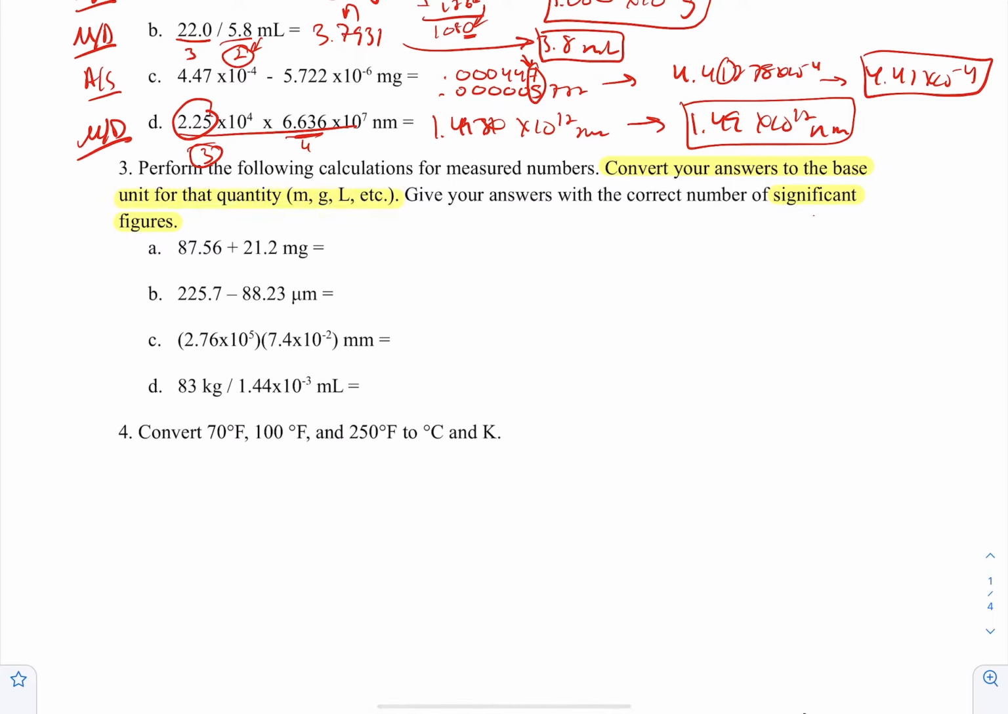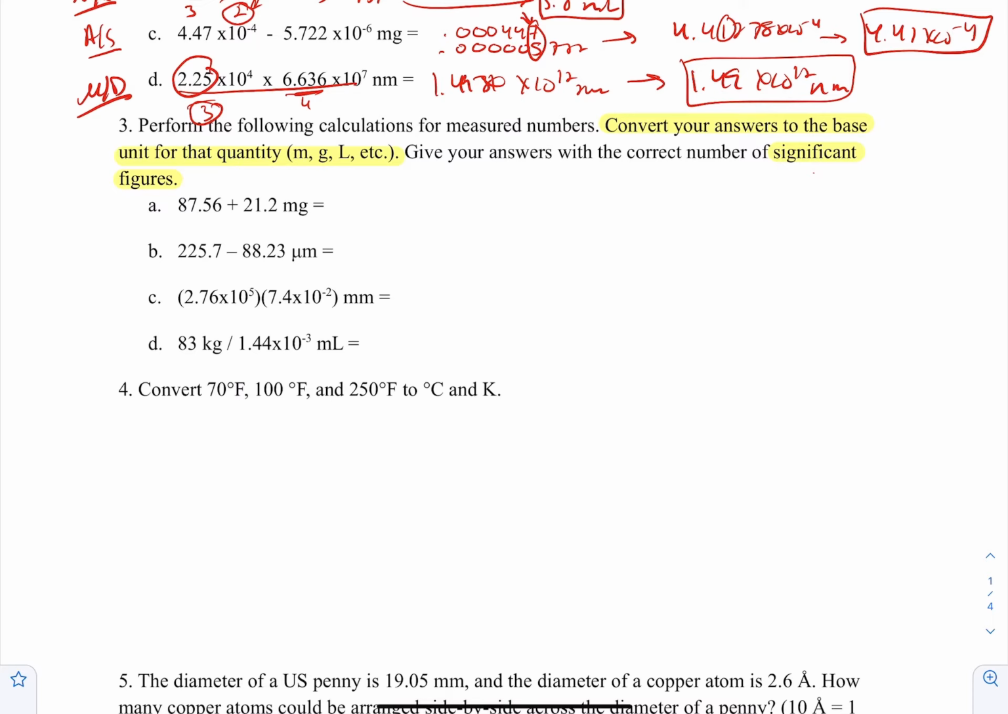Base units are different from what you may hear as SI units. Sometimes they're the same, sometimes they're not. Just be wary of that difference. Okay, so the base unit just means if it's in milligrams, the base unit would be grams. So whatever we get here, we're going to turn it back into grams.